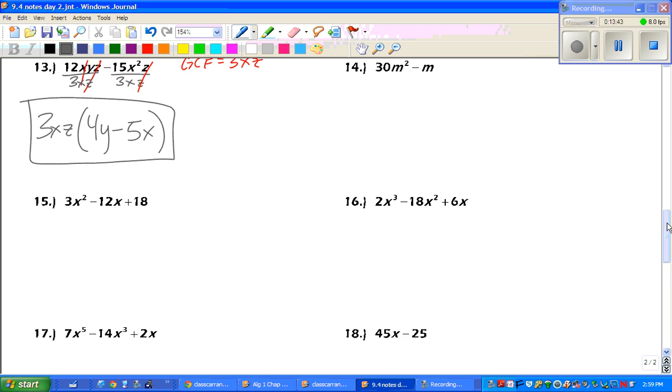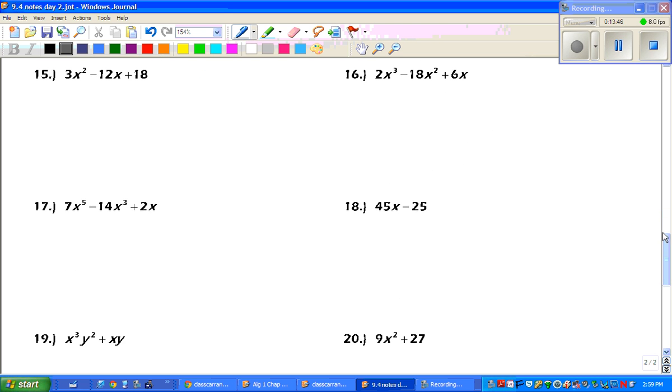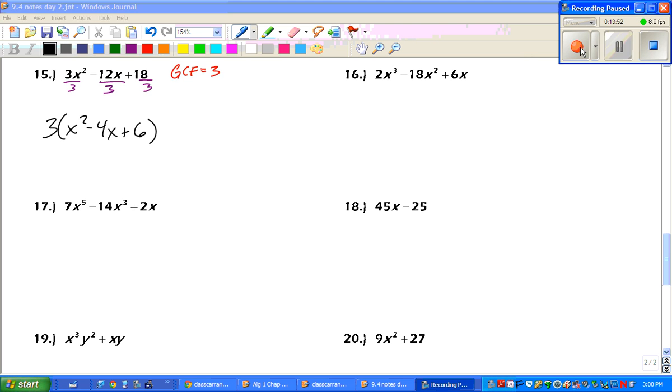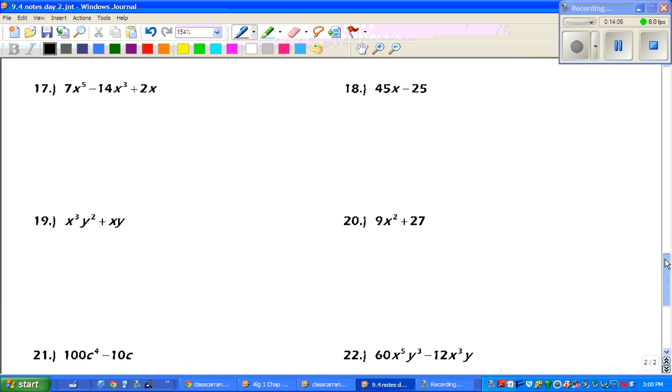Alright, number 15, let's see if you can pause the video and see how you do. Okay, the GCF was 3, and after you divide everything out, you get 3 parentheses, x squared minus 4x plus 6. Alright, number 17. Once again, pause the video and see how you do.